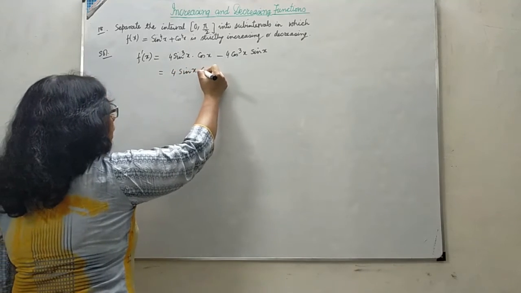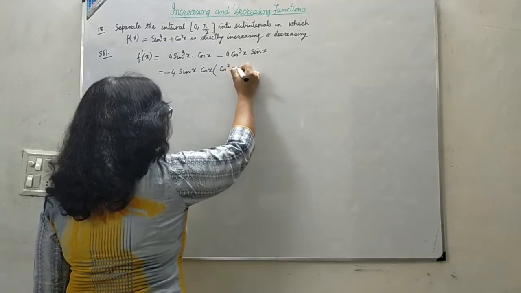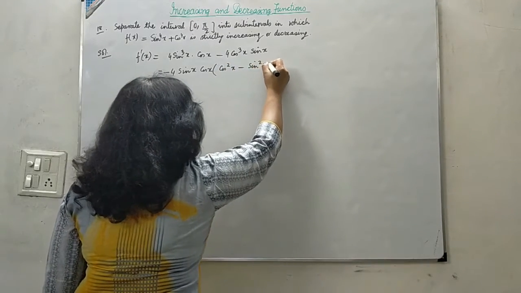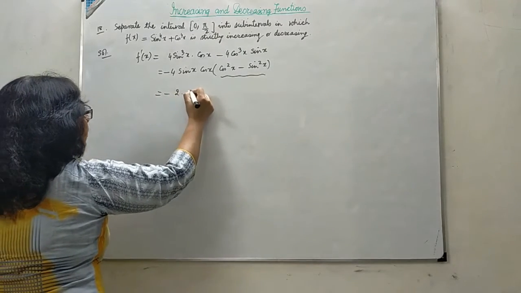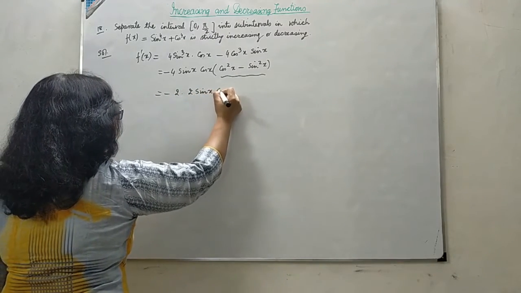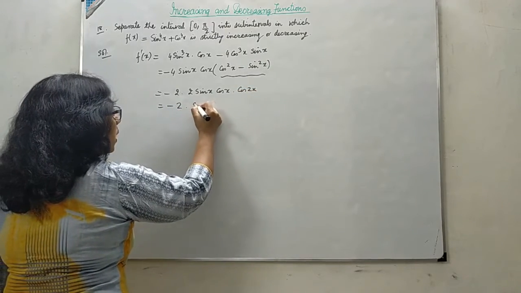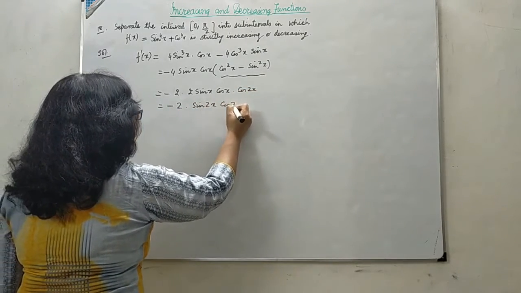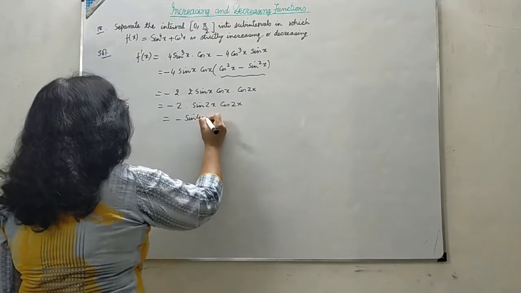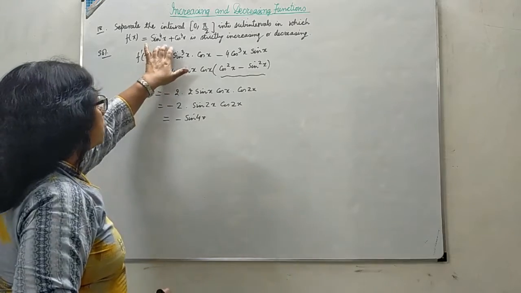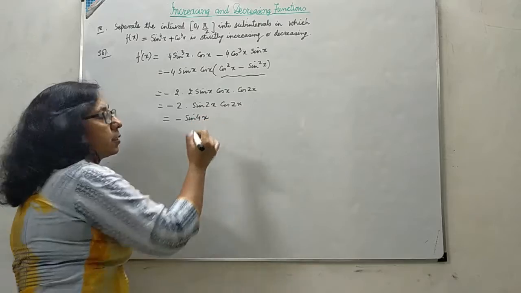Now 4 sin x cos x is coming as common, so we will have the minus common as well: cos square x minus sin square x. I can see this is cos 2x, and this is 2 times 2 sin x cos x, which is sin 2x. And so this is minus 2 sin 2x cos 2x. And so we have this as minus sin 4x. This is very important. For this type of function, the derivative simplifies to minus sin 4x.